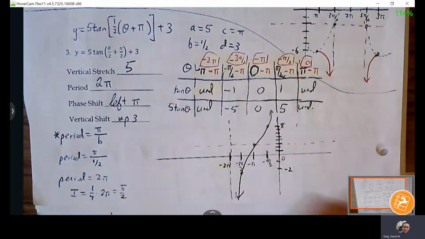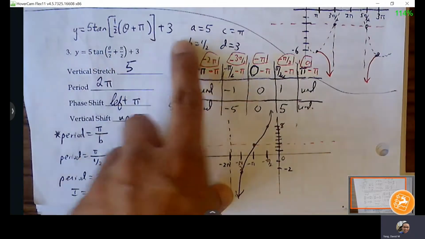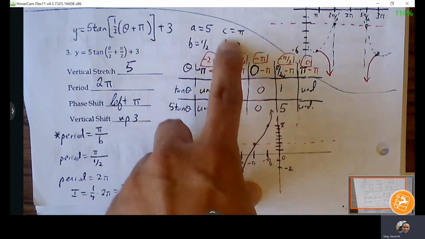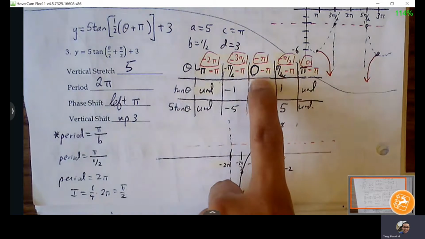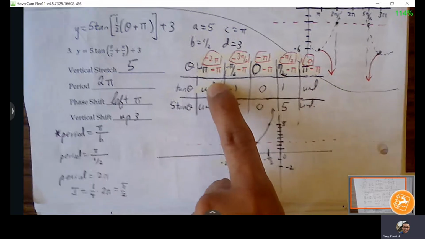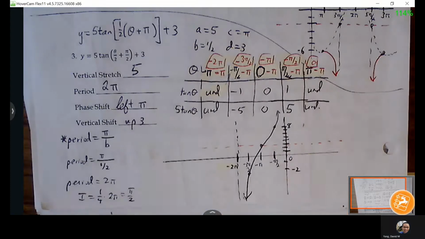Okay. Remember that your period formula is pi over b. Once you factor that 1/2 out, we have a value of 5, b is 1/2, c is pi, and d is 3. Our period is going to be 2 pi, interval is pi over 2, so remember, this is tangent, so you want to start your 0 in the middle of your table. Subtract pi over 2 twice. Add pi over 2.